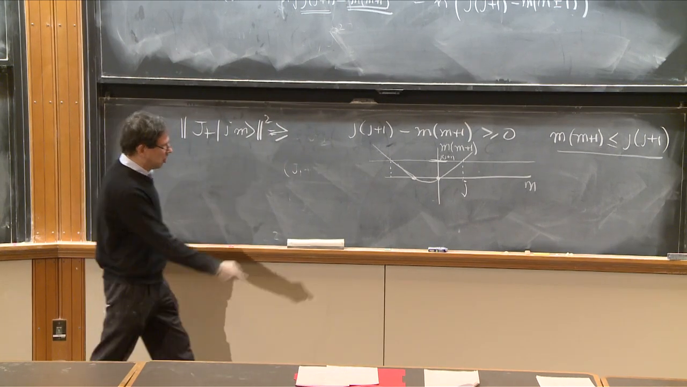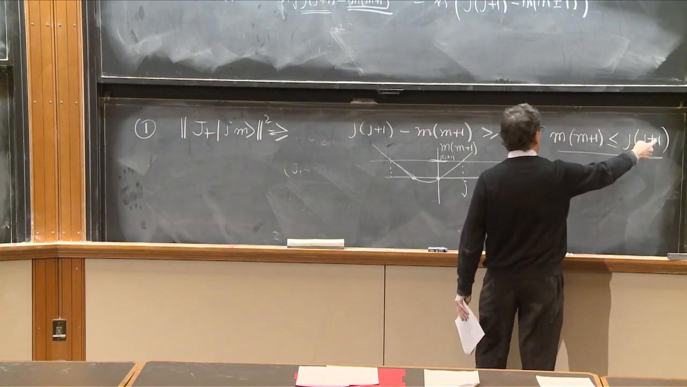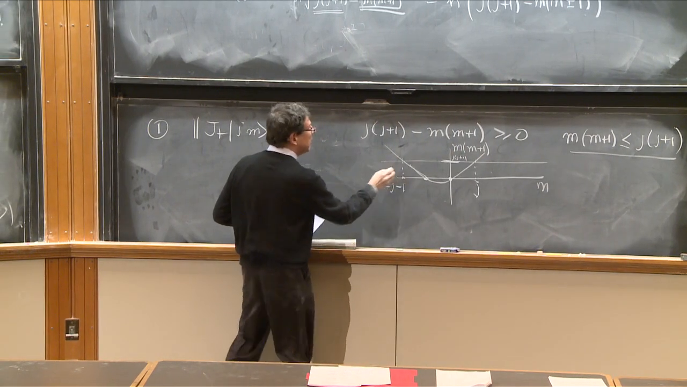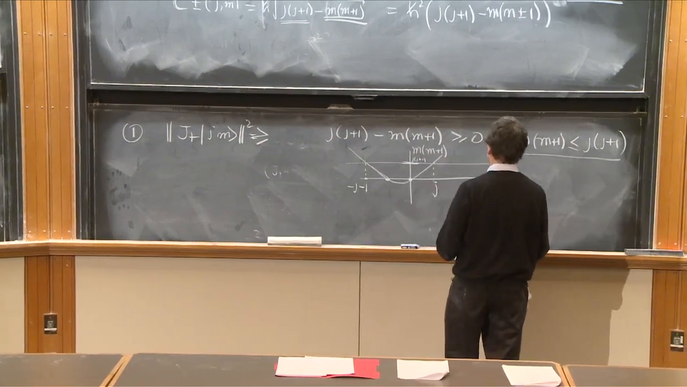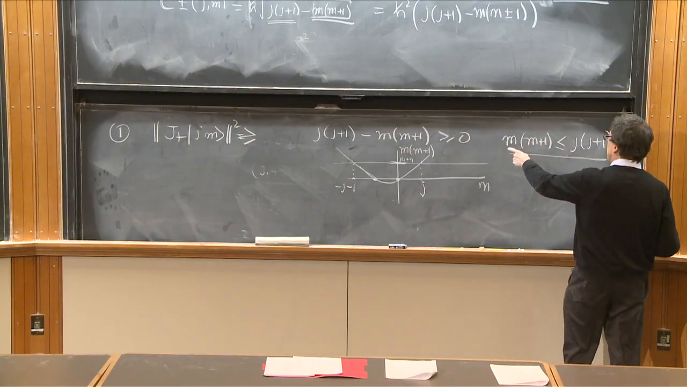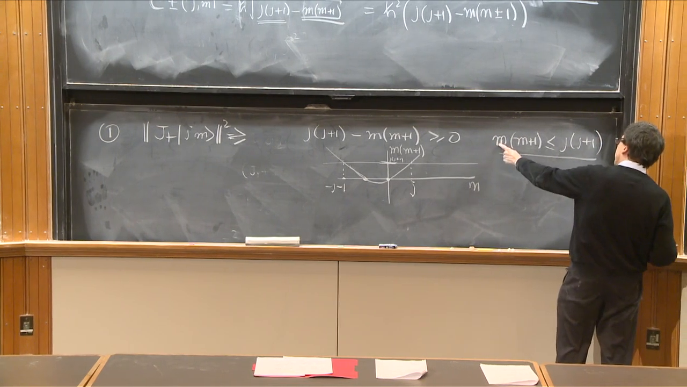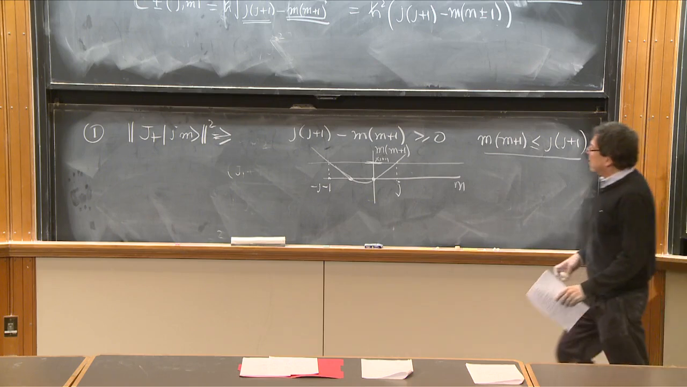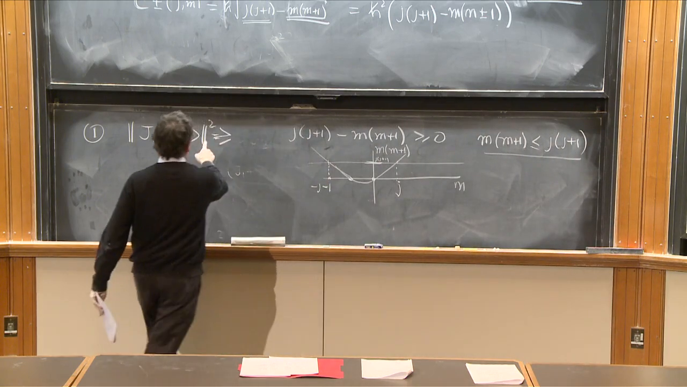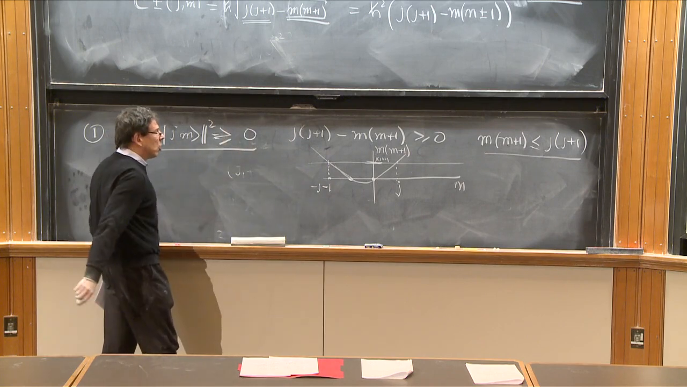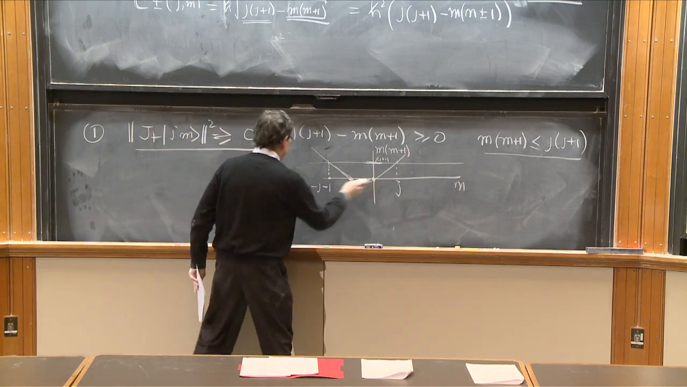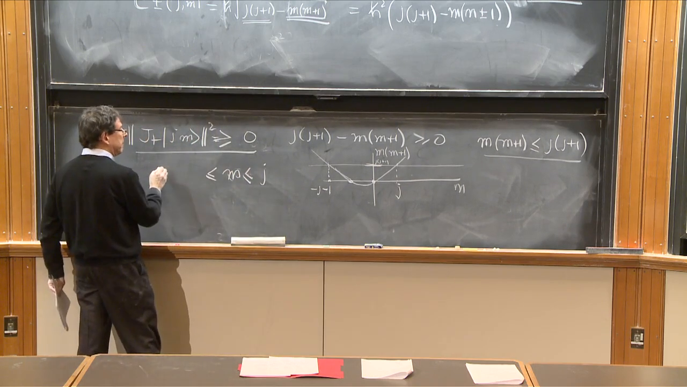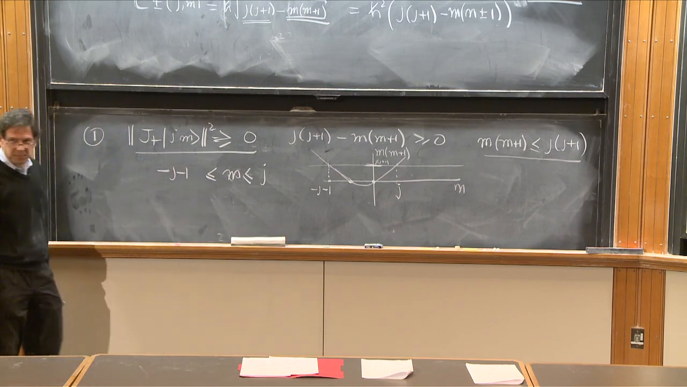When m is equal to j, it saturates the inequality. And the other one is minus j minus 1. If m is minus j minus 1, you would have minus j minus 1 here and minus j here, which would be equal to this. So in order for these states to be good, the value of m must be in between j and minus j minus 1.